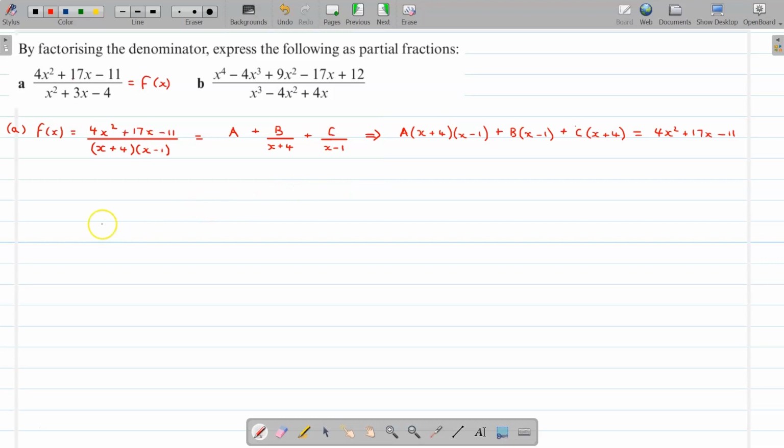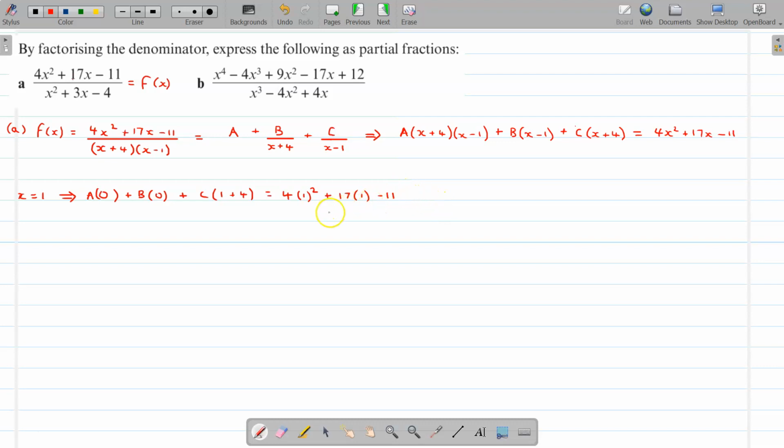And what I'm going to do next is not multiply all that out, because although it wouldn't actually be very difficult to do it that way, I'm going to do the substitution method. Let's see what happens when x is 1, because I'm going to cause this term to be 0 because of this here, that's 0. This would also be 0, so I'd be able to work out c. So x equals 1 implies that a times 0 plus b times 0, plus c times, now it's x plus 4, which is 1 plus 4, and that's equal to 4 times 1 squared, plus 17 times 1, minus 11.